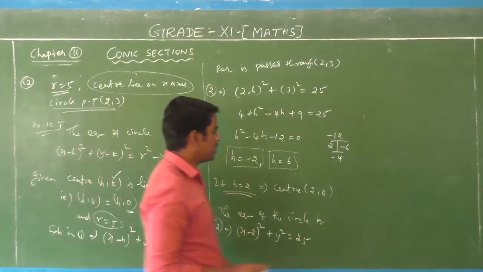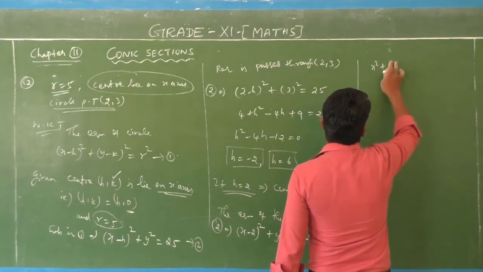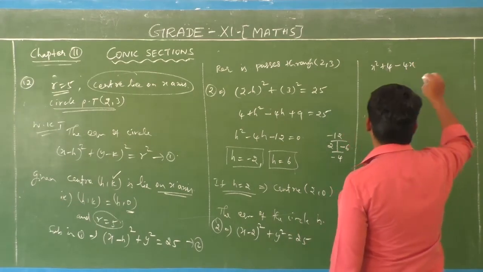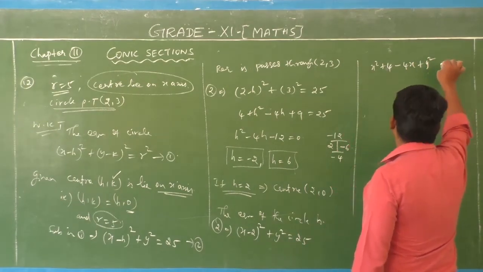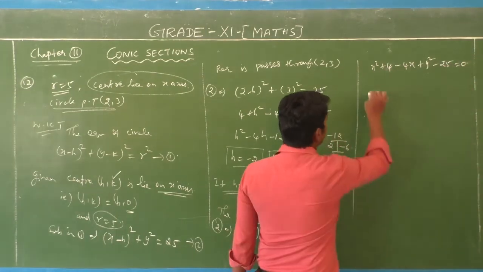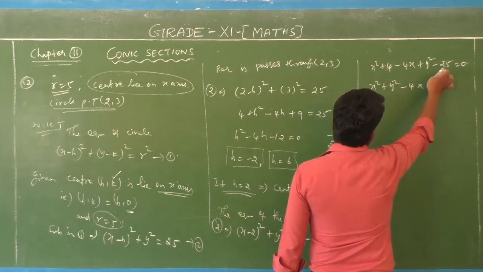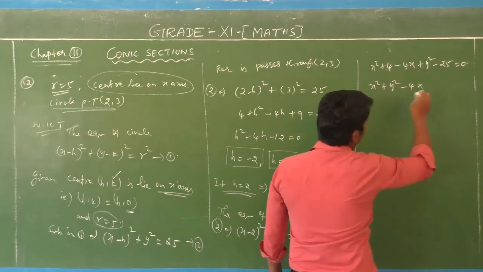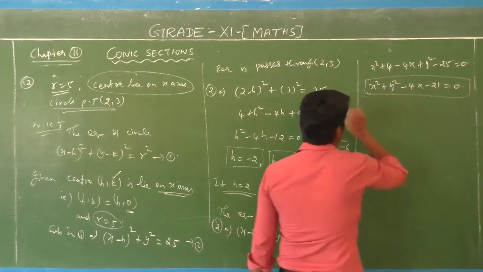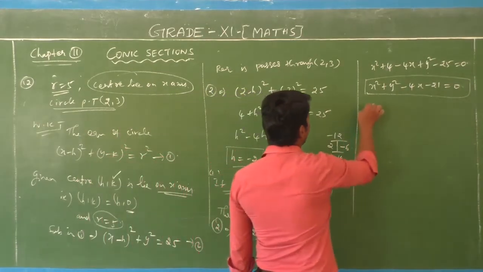Simplify this: (x minus 2) the whole square is x square plus 4 minus 4x, plus y square minus 25 equal to 0. So x square plus y square minus 4x minus 25 plus 4 is minus 21 equal to 0. This is one equation of the example. And the second one is case 2.